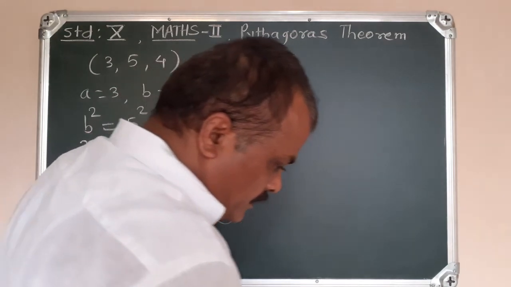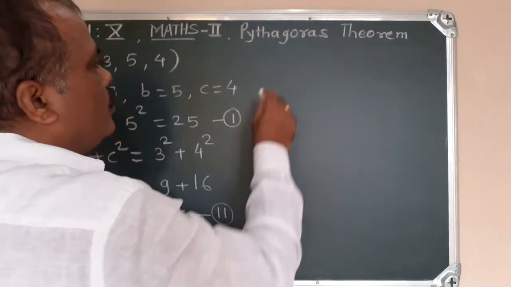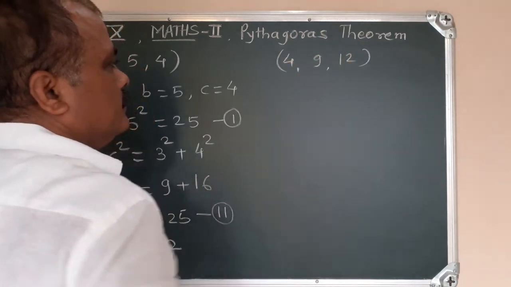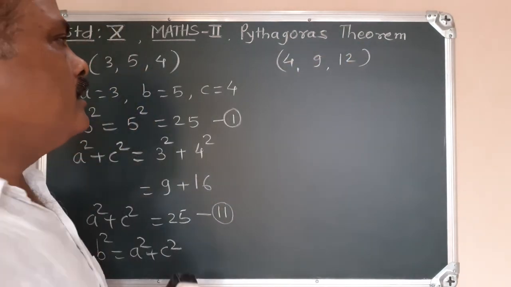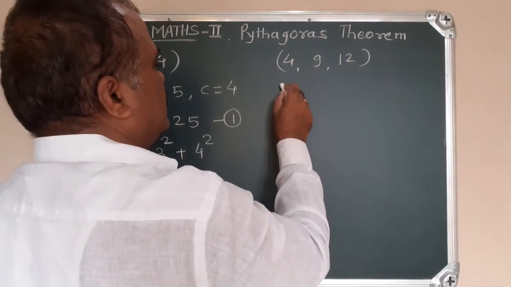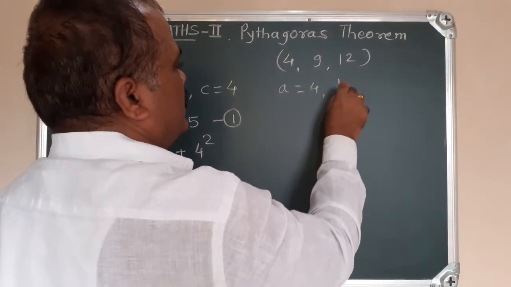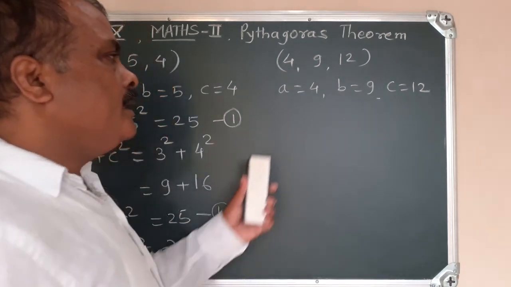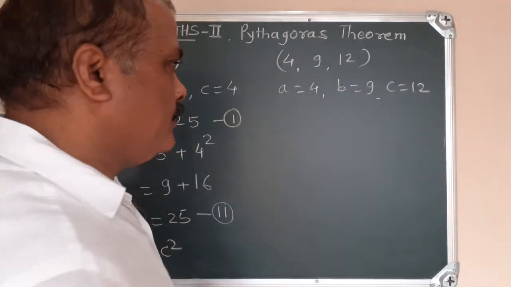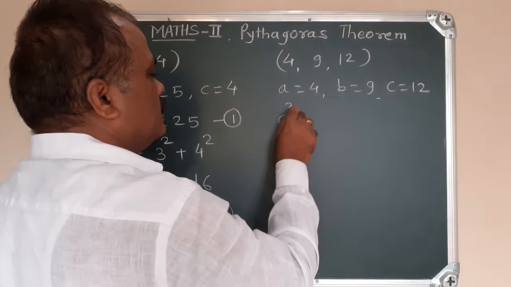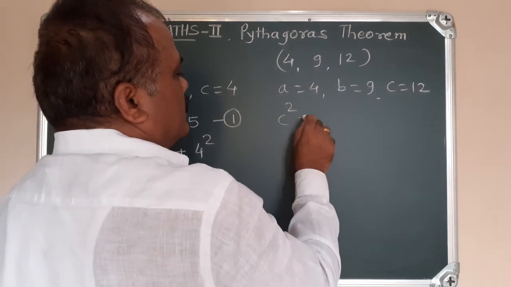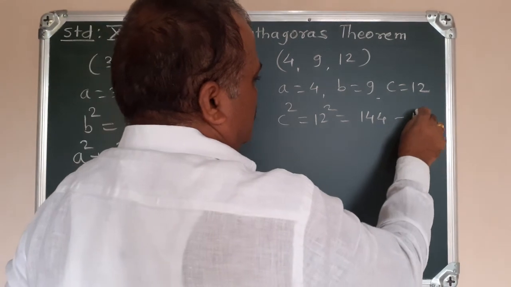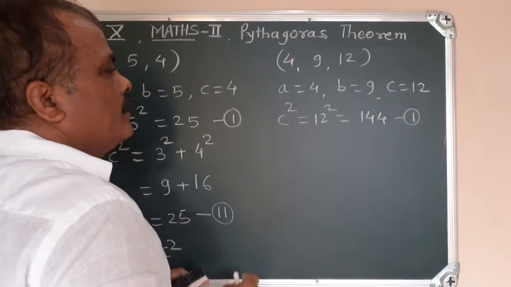Now see another example. 4, 9 and 12. This is given. So which is the biggest number? Here, A is equal to 4, B is equal to 9 and C is equal to 12. So 12 is the biggest number. So take its square first. C square is equal to 12 square is equal to 144. Let this be equation number 1.